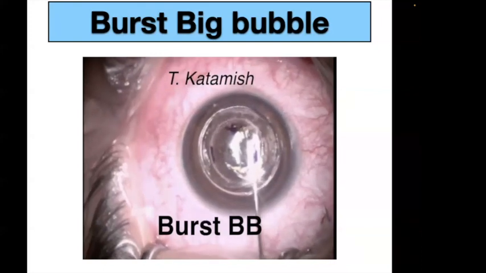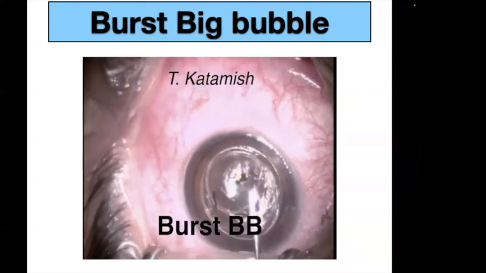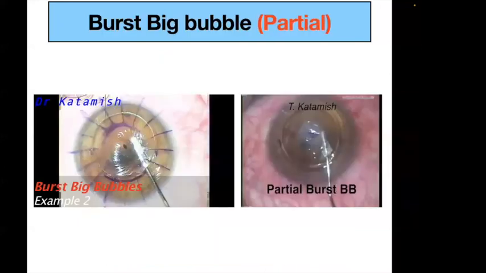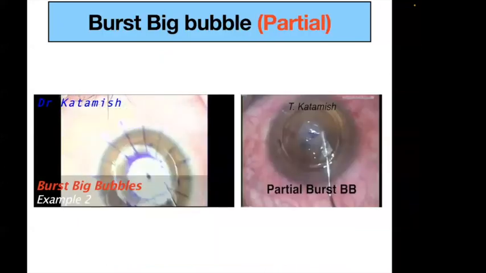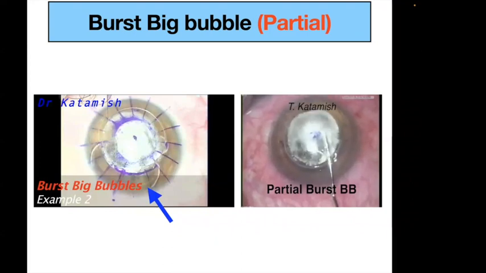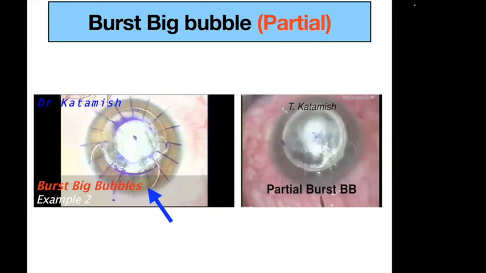Sometimes you may hear a clicking sound of the ruptured descemet's membrane. This is partial rupture. You see the big bubble is formed and partially ruptured, and there is another bubble in the anterior chamber. Another example of partial burst big bubble. Some of the air escapes in the anterior chamber due to a minute defect in Descemet's membrane.